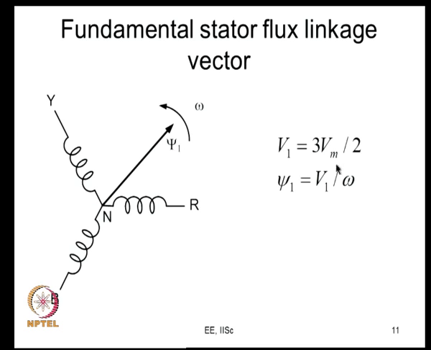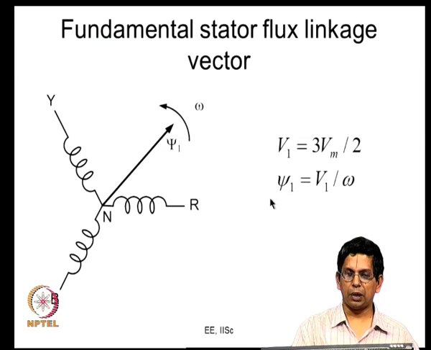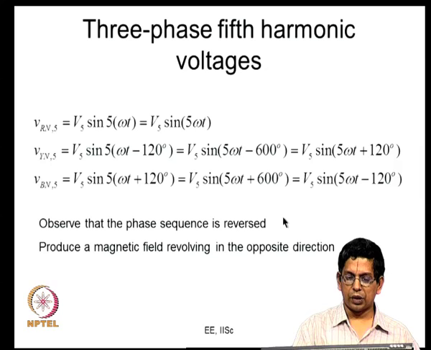So, you have the 3 phase voltages, they are transformed into a space vector, you have a vector of magnitude V1, and you could think of a corresponding vector, that is the stator flux linkage vector. The magnitude of the stator flux linkage vector would be V1 upon omega. This is a vector which revolves like that, and this produces the fundamental magnetic field. Let us move on to the next.